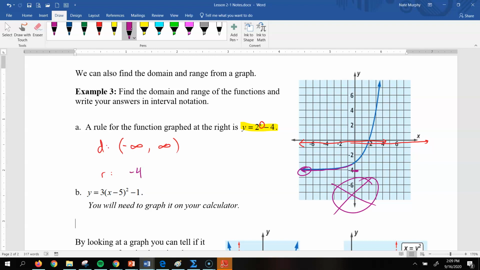Now, is it going to be exactly -4? And the answer for that is no. It will never be exactly -4. It's getting closer and closer to -4, but it's never going to become exactly -4.